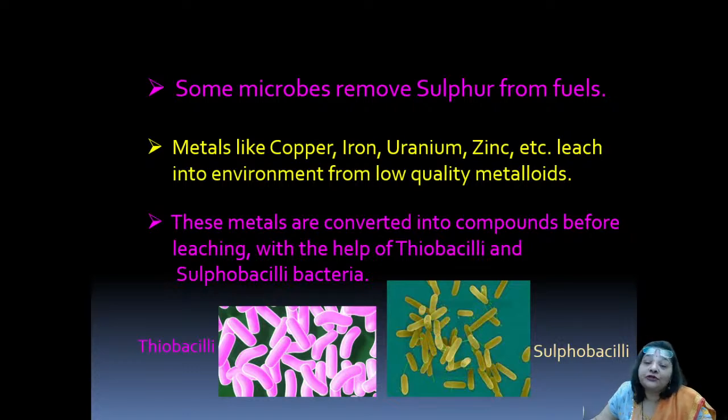Some microbes remove sulfur from fuels. Some metals like copper, iron, uranium, which is a heavy metal of course, zinc, etc., leach into the environment from low quality metalloids. Now these metals are converted into their compounds before they leach into the environment, into the soil or into the air, with the help of certain bacteria called Thiobacilli and Sulphobacilli. You can see the pictures of it here.